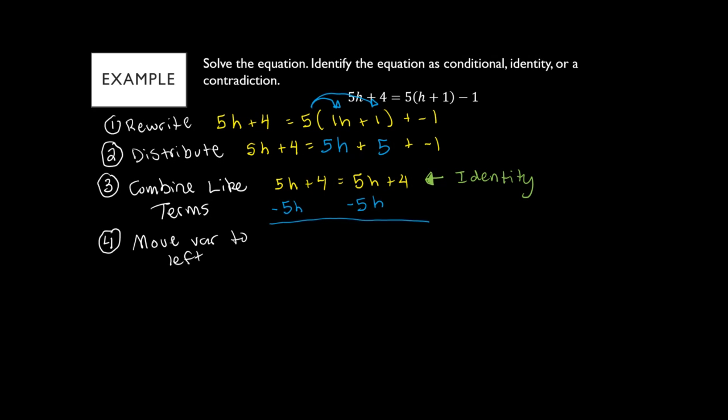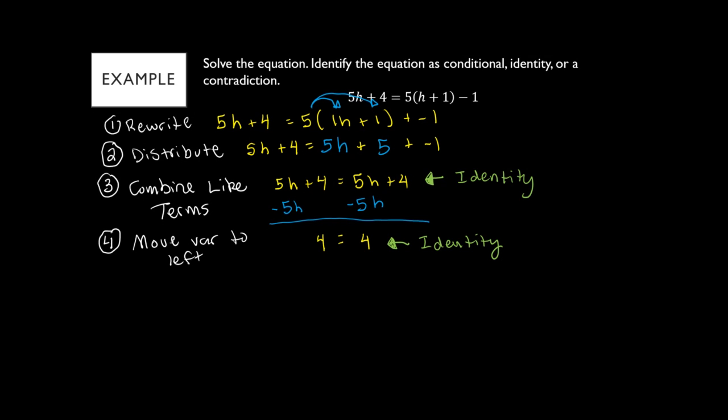And then 5 minus 5 is 0. So we don't write it. And then we've got 4. And then 5 minus 5 is 0. We don't write it. And we have 4. So we have 4 equals 4. So you get, again, the left side identical to the right side. And so even if you continued solving, you can still get to a point where you realize you have an identity equation.